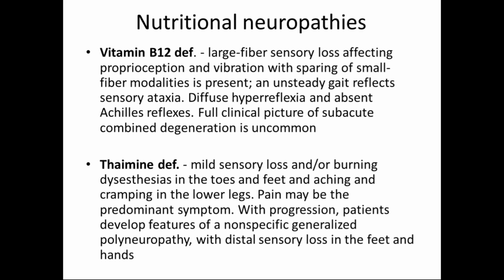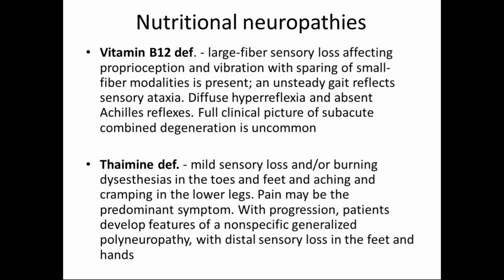Coming to nutritional neuropathies. What are the nutritional neuropathies? We all know that vitamin B12 deficiency causes neuropathies. In B12 deficiency, there is large fiber sensory loss, mainly affecting proprioception and vibration, with sparing of small fiber modalities. If there is sensory ataxia, we can diagnose it by the unsteady gait. Diffuse hyperreflexia and absent ankle reflexes are seen. In vitamin B12 deficiency, subacute combined degeneration is seen, we all know, but the complete picture of subacute combined degeneration is not that common. Only a part of the symptoms of SACD are seen.